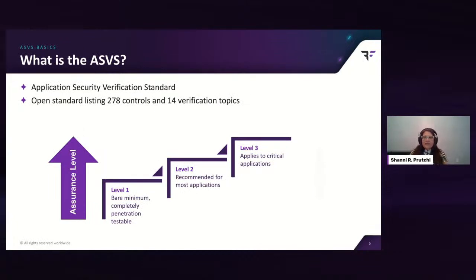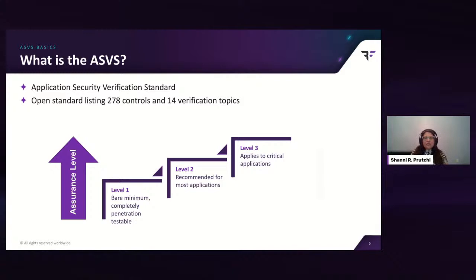It's an open standard that was released by OWASP first in 2008. We're current in the 4th iteration, with the 5th iteration available as bleeding edge. However, for the purposes of this discussion, we're going to be talking about version 4. Like I mentioned, this is an open source standard, and it lists 278 controls over 14 verification topics.